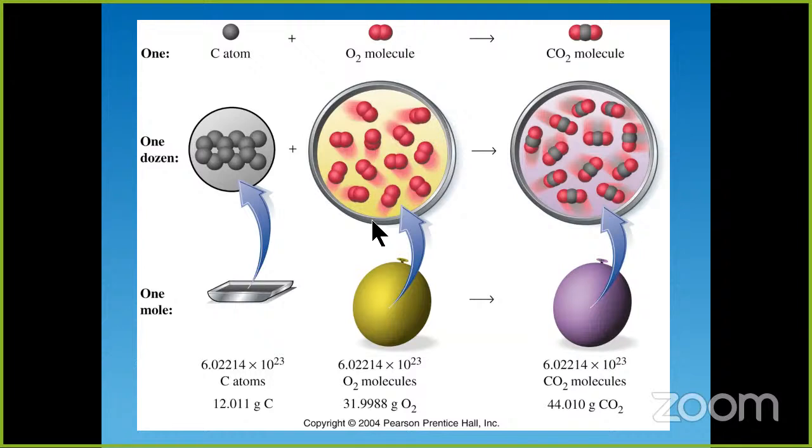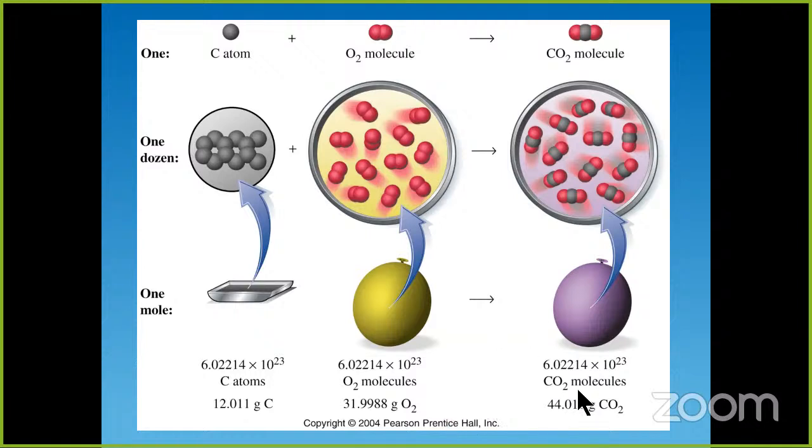Now, one thing you need to keep in mind is that even though the number of moles of each of these substances are the same, the masses are not necessarily the same. And in fact, in this particular case, the masses are totally different. So the mass of 1 mole of carbon is this right here, 12.011 grams. The mass of 1 mole of oxygen is 31.9988 grams. And 1 mole of carbon dioxide would be equal to 44.01 grams, all right?